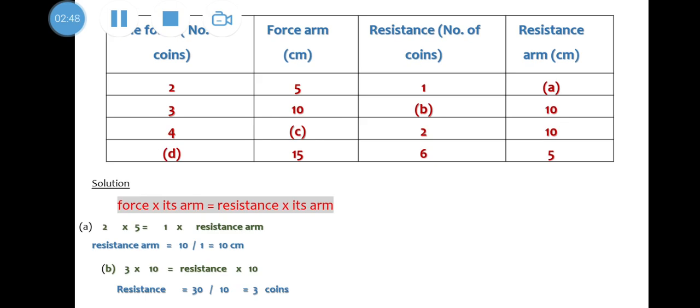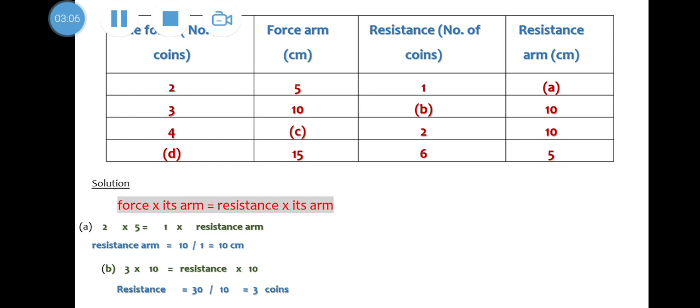Here are the problems. In each one something is missing. In the first one, the missing value is the resistance arm. So how can we find it? We can apply the law: force times its arm equals resistance times its arm. So how can we find the resistance arm?